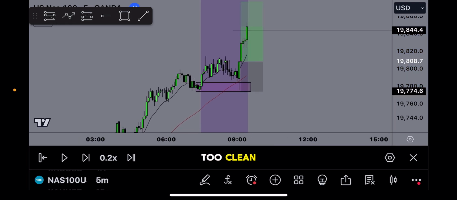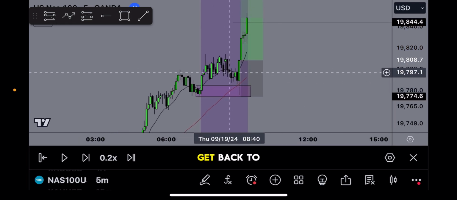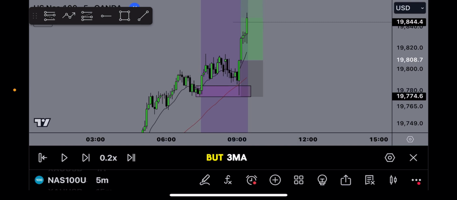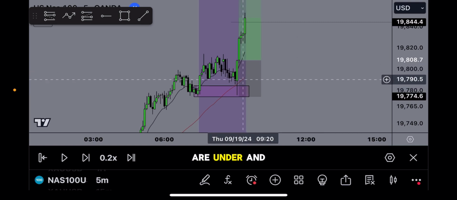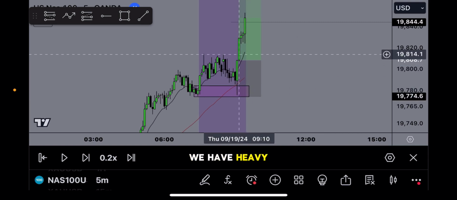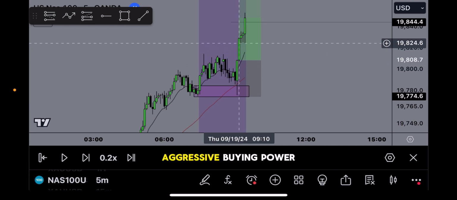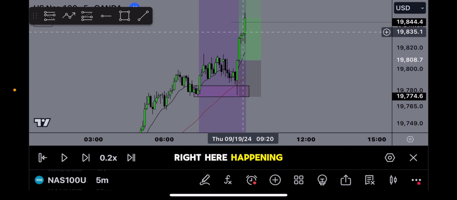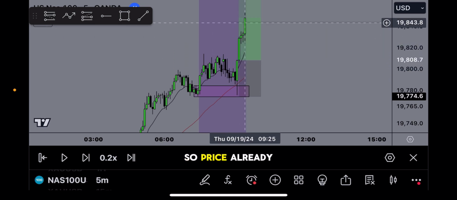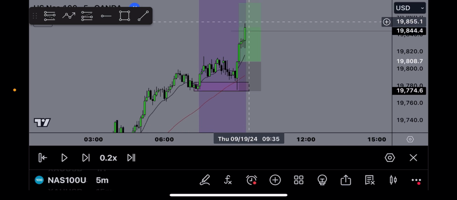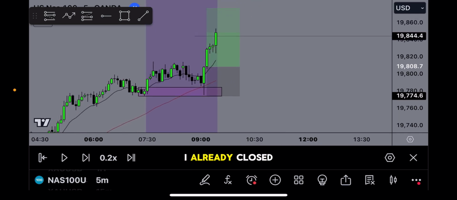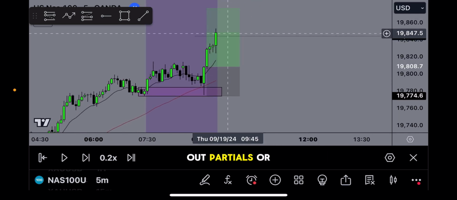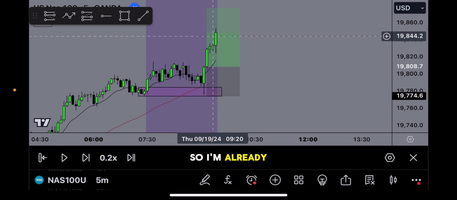It doesn't look too clean because price took a little bit long to get back to the zone and clear the gap, but 3 MAs are under, and we have heavy, aggressive buying power right here happening. So price already hit my take profit 1, right? I already closed out partials or majority of my trade, so I'm already in profit, right?